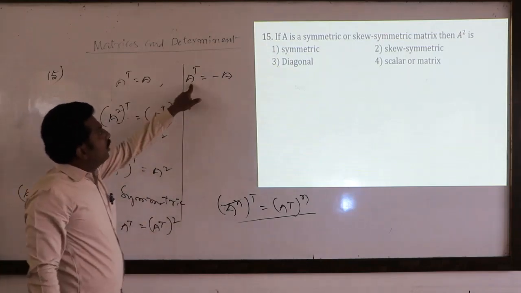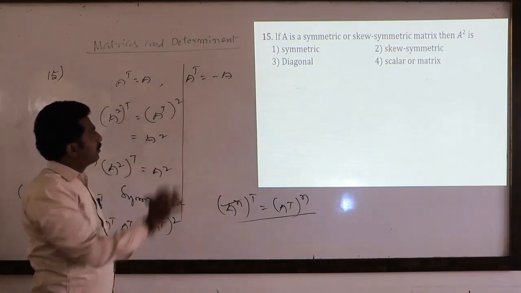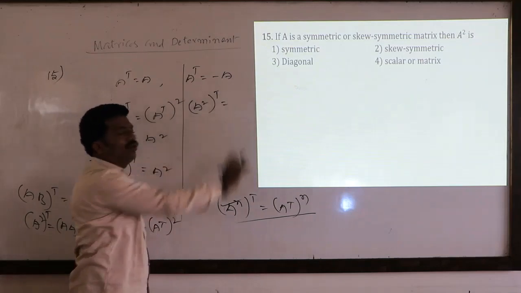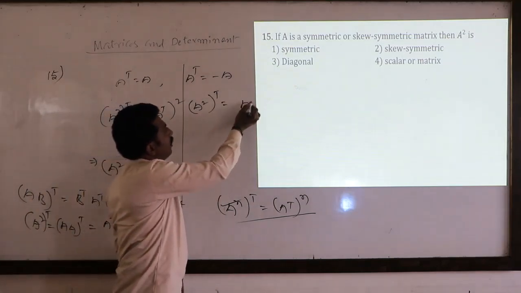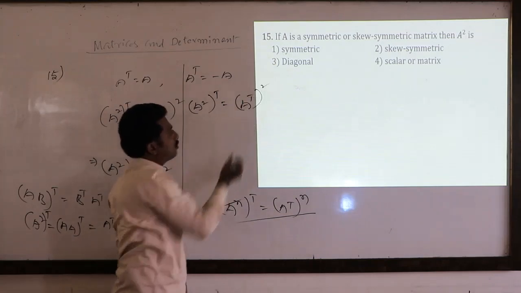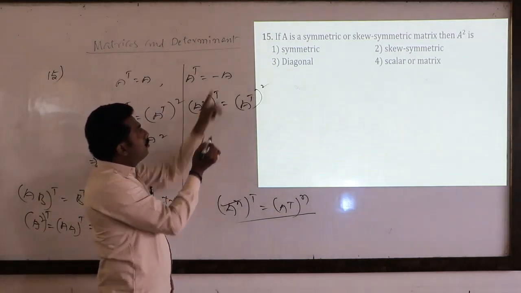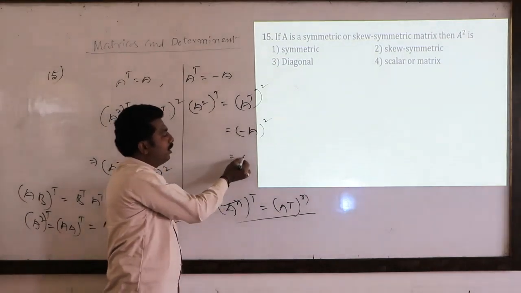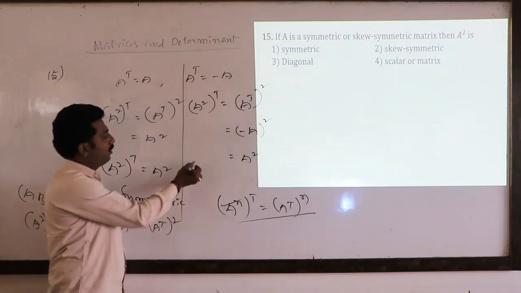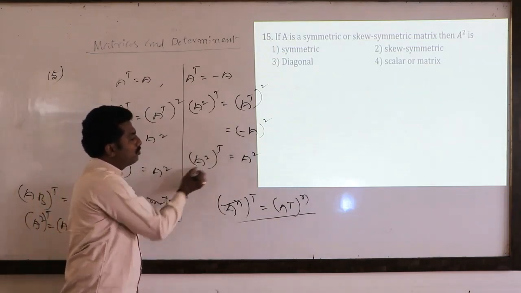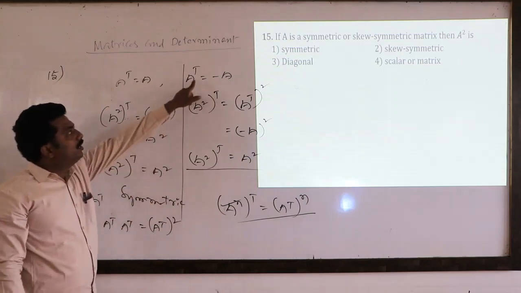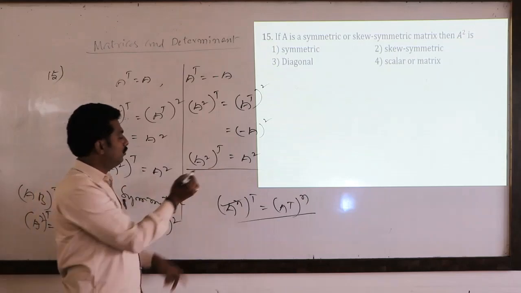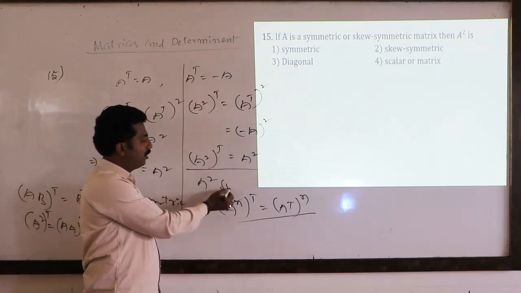Next, if A is a skew symmetric matrix, what about A square? So we are taking A square whole transpose. This can be written as A transpose whole square. So again A transpose value is minus A, that is whole square, nothing but clearly A square. See here, A square whole transpose value is again A square. So in this case A is a skew symmetric matrix. Sorry, this is a symmetric matrix only we take. So here A square is symmetric.